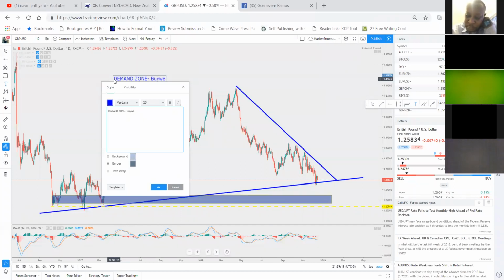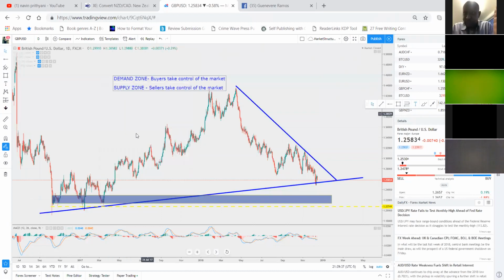is where buyers take control of the market. The supply zone would be the opposite. Sellers take control of the market, okay? So if we look here, what happened here? Buyers took control, buyers took control, buyers took control. So we could see it drop down one more time and buyers take control.